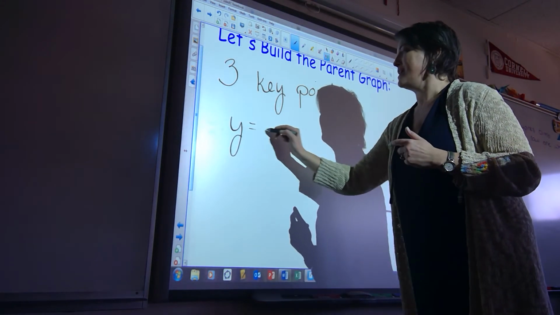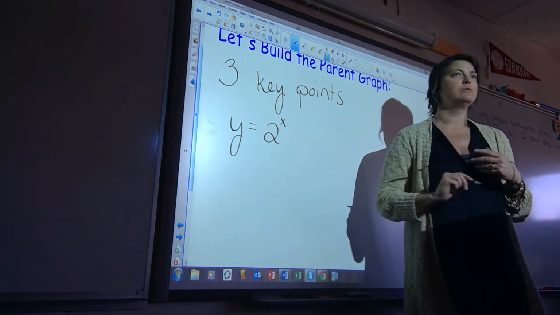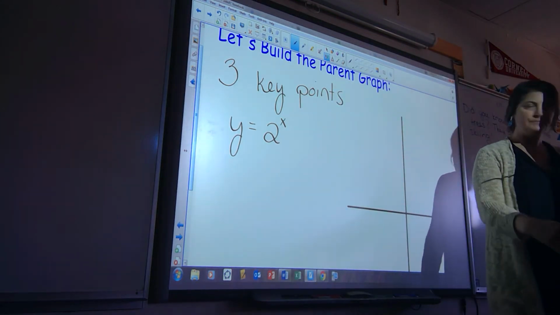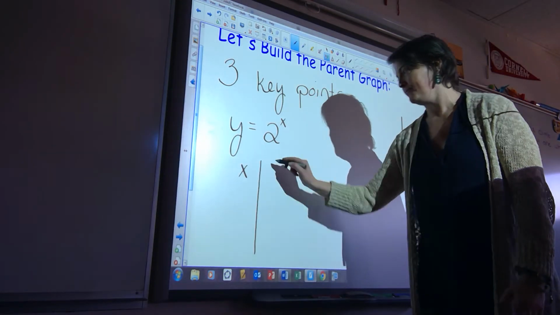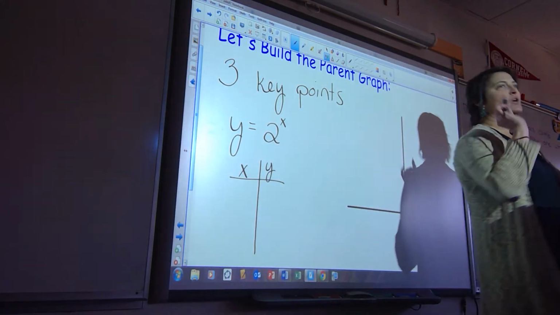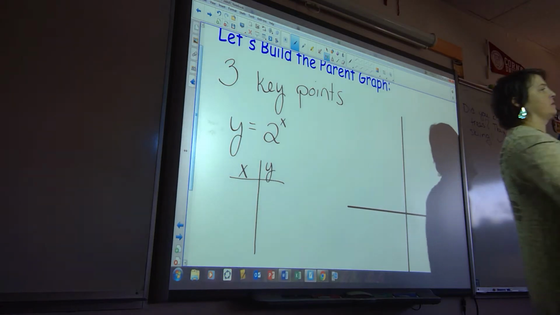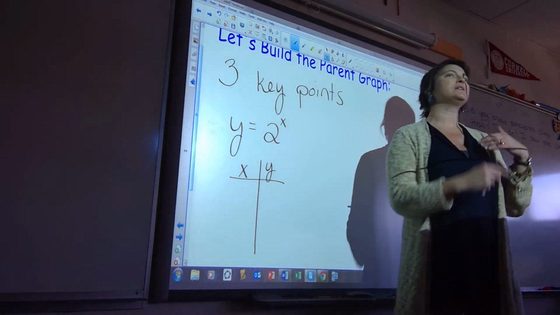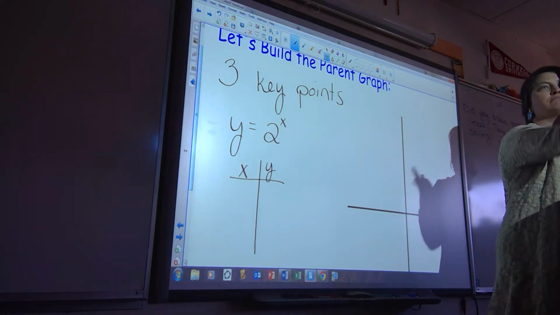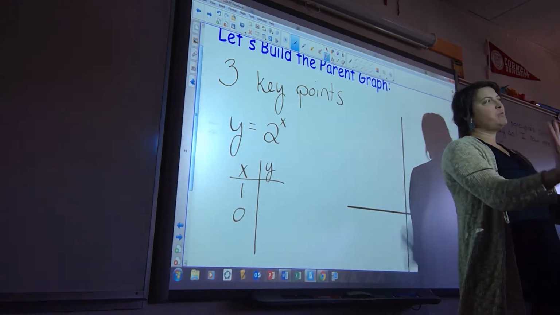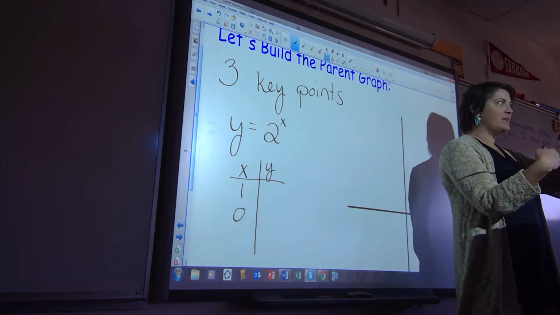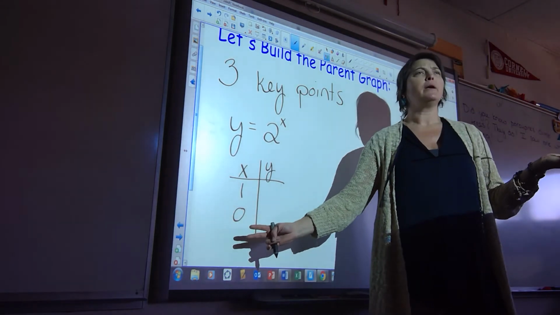For the sake of an example, I'm going to pick base 2. It won't always be base 2. It could be some other base number. Now, I want to pick really easy exponent values. I get to choose these x points. So what's a really easy x value to use? 1. And then how about 0? Now, I need one more. How about -1?